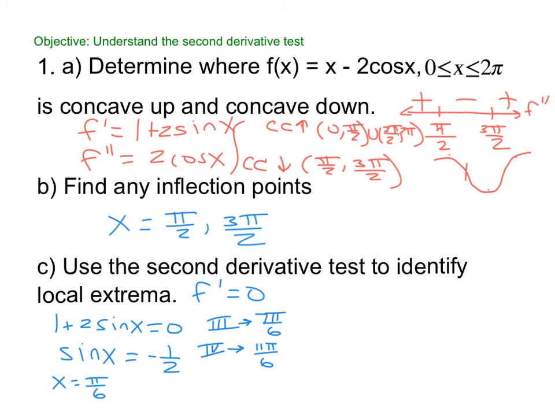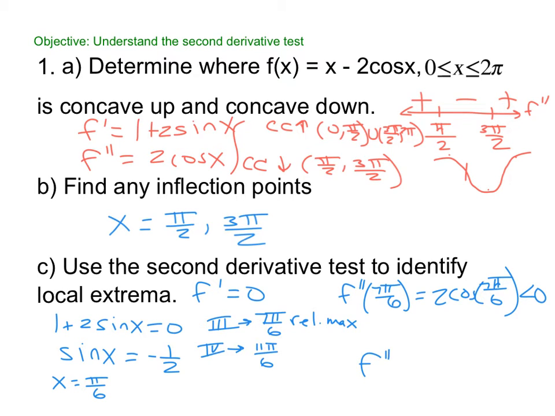All right, so those are my two critical numbers. Now I'm going to plug them into the second derivative. So f double prime of 7 pi over 6. So that's 2 cosine of 7 pi over 6. And we don't actually need the number. We just need to know, is that positive or negative? So this is quadrant 3. Cosine is negative in quadrant 3. So since it's less than 0, that's concave down. That means it's a relative max.